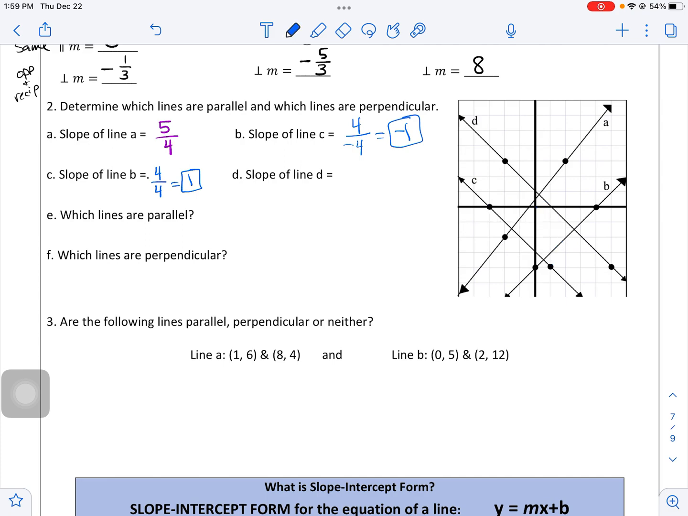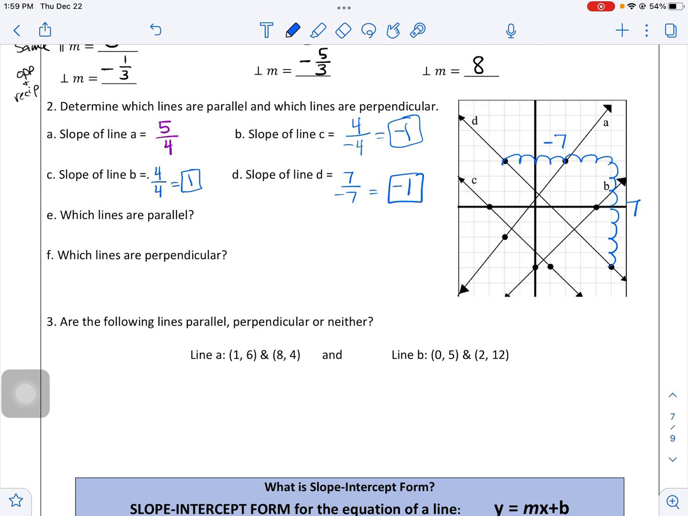And now we've got to find the slope of line D. Once again, I see that it's negative. We're going to rise and run. 1, 2, 3, 4, 5, 6, 7. Rise 7. Run. 1, 2, 3, 4, 5, 6, 7. Once again, I went left, so it's negative 7. So I rise 7. I run negative 7, which means my slope is negative 1.